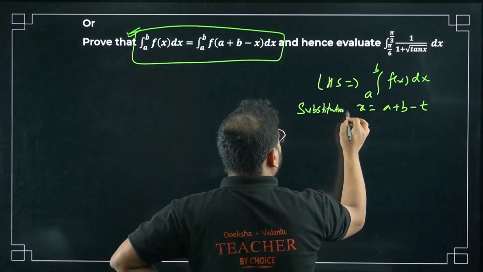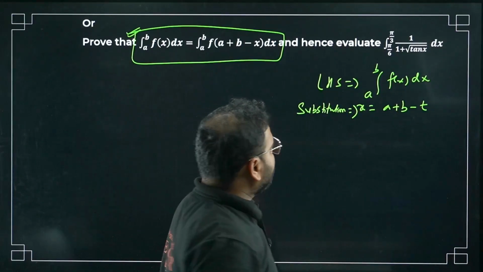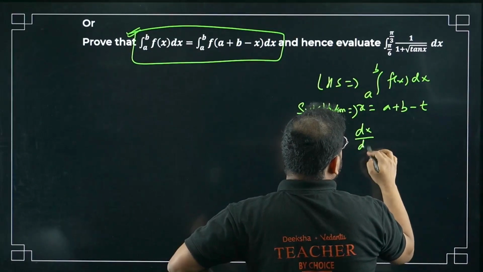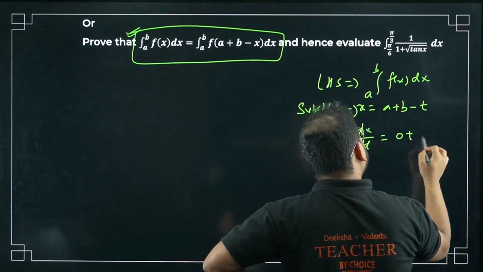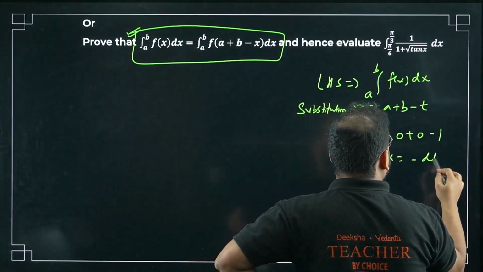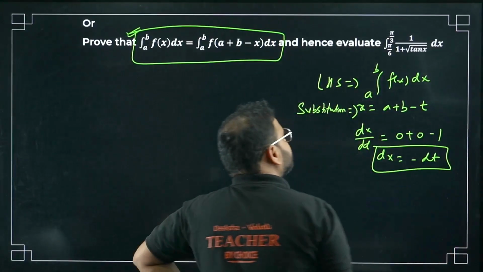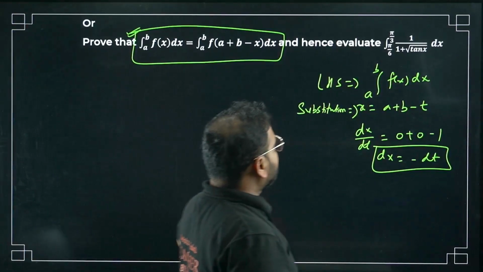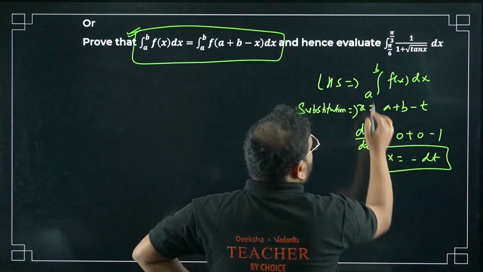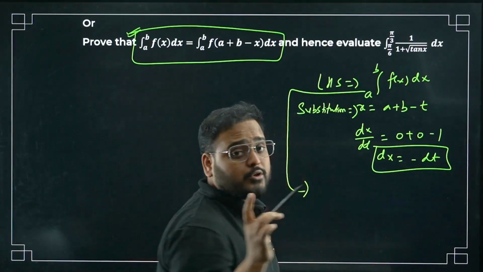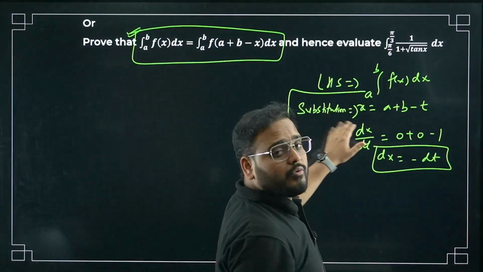Now if you differentiate this, dx by dt equals 0 plus 0 minus 1. So I get from here dx equals minus dt. Please check. Okay, this is clear. Now I can use this in the integration. One more thing: with this substitution, we have to change the limits as well.